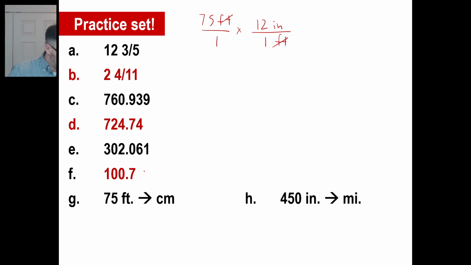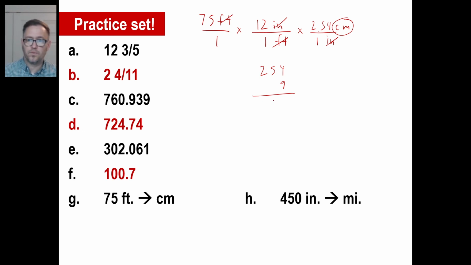Okay, so we're going to do exactly the same thing. And you know what's got to be on the bottom here. It has to be an inch, right? So inches over inches, boom, that's going to go away. And 1 inch is equal to 2.54 centimeters. Okay, so we have the unit we want, centimeters. Okay, 75 times 12 is 900. 900 times 2.54, let's just do this. We'll do it this way.